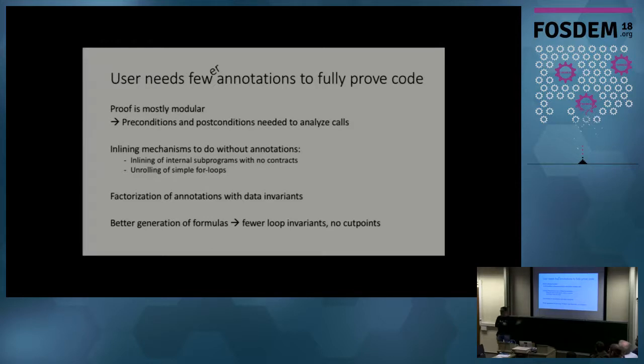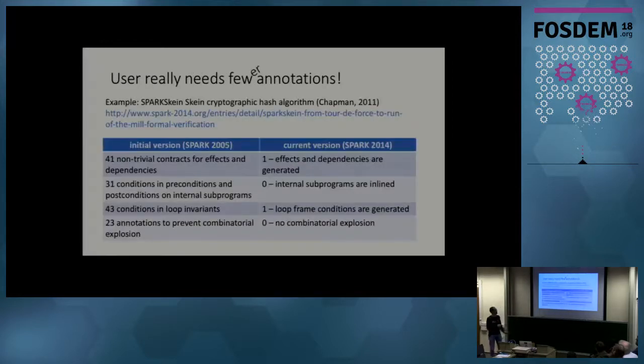So just to show it in practice, an example where you really need fewer annotations. Spark Skein, that was a container for SHA 3, and there was a standard C implementation of that algorithm.